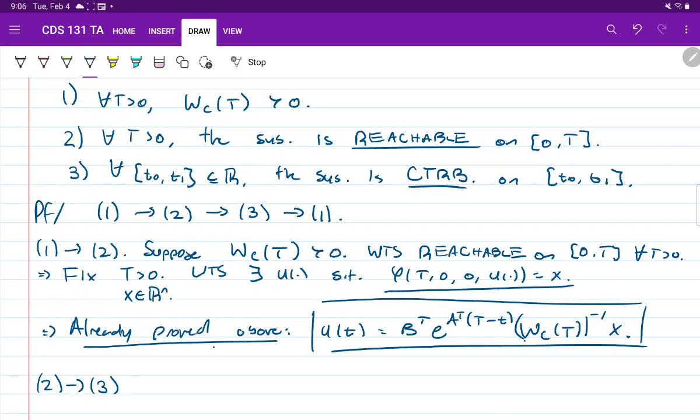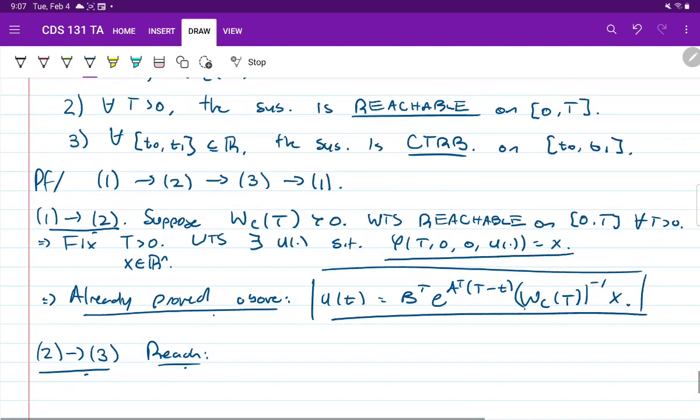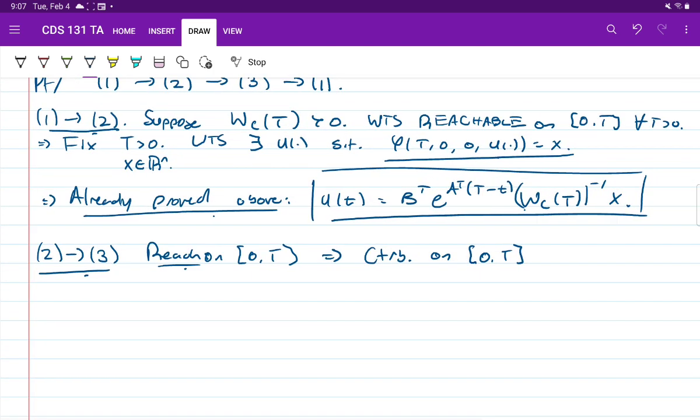So what about 2 implies 3? What we want to show is that reachability on [0, t] implies controllability on [t0, t1]. But this as well we've already pretty much shown. I claimed above that the proof was an application of time invariance and linearity. So reachability on [0, t] will imply controllability on [0, t]. Now what I want to show is that I have controllability on [t0, t1].